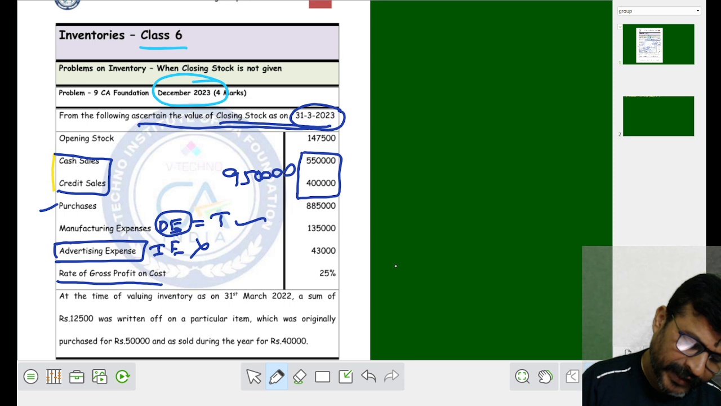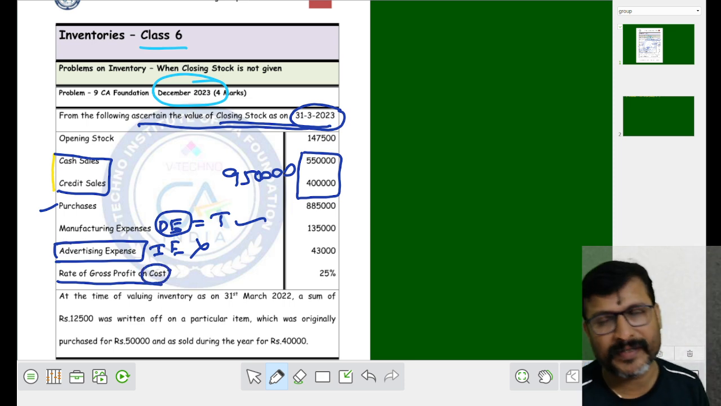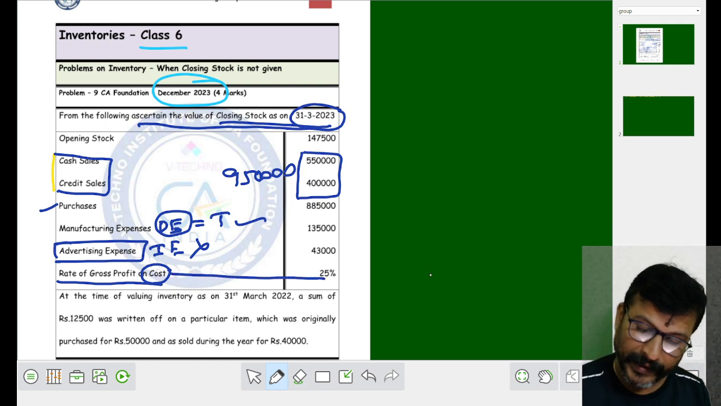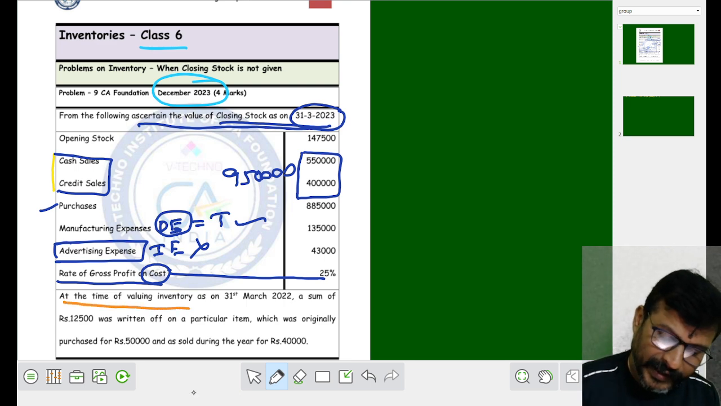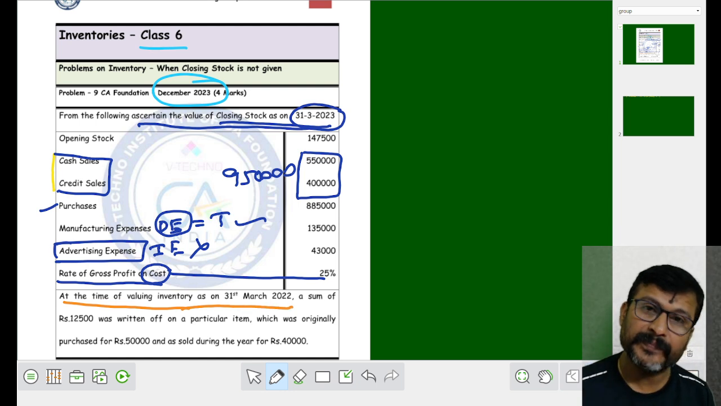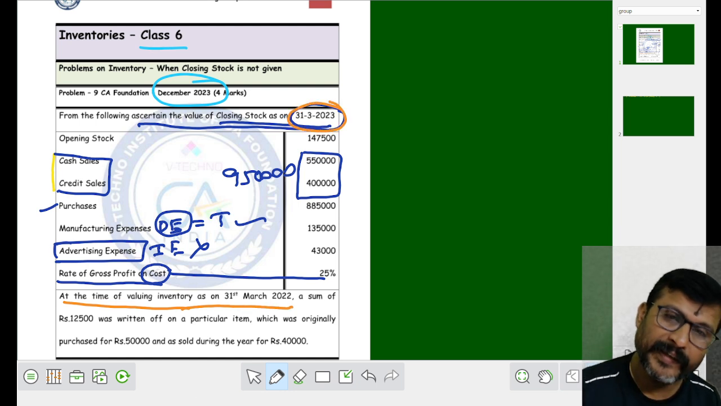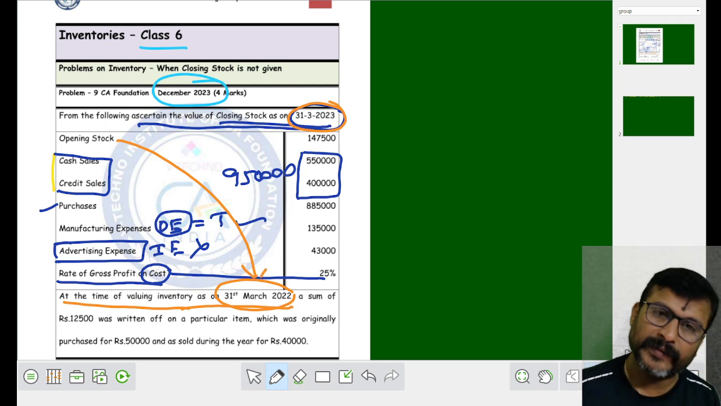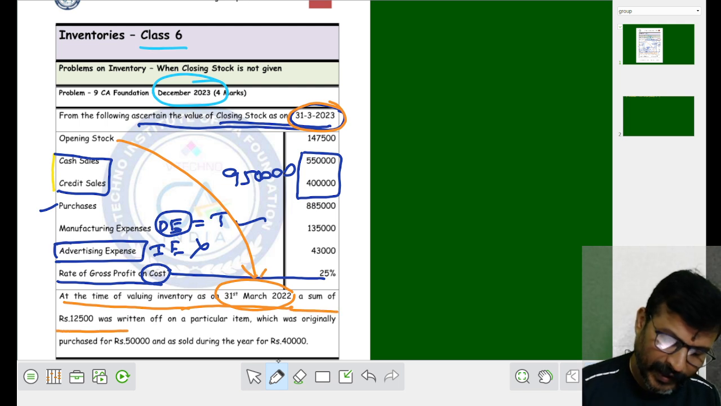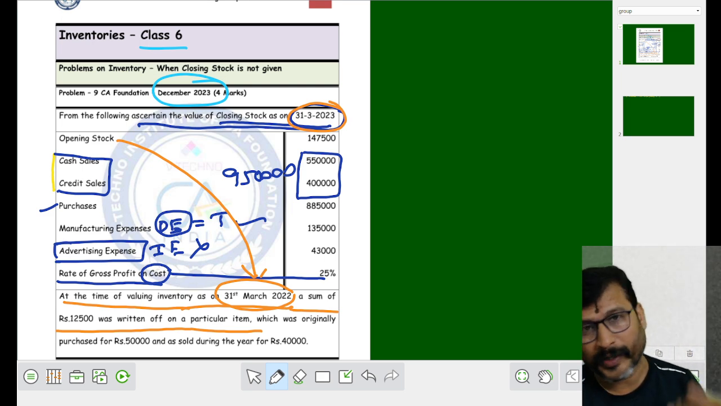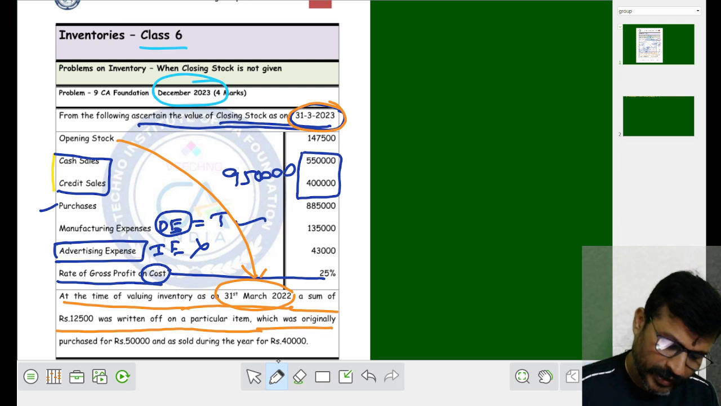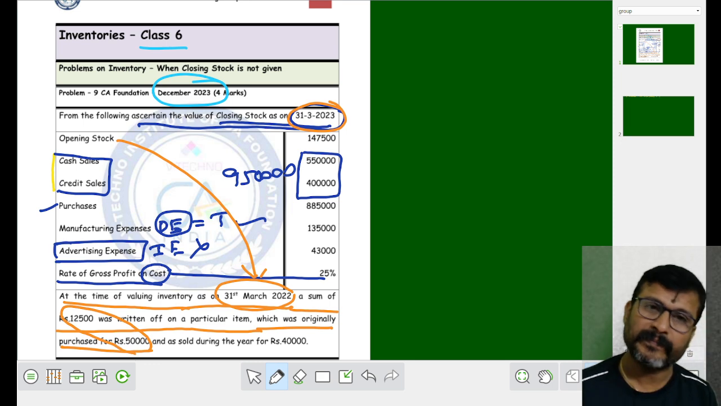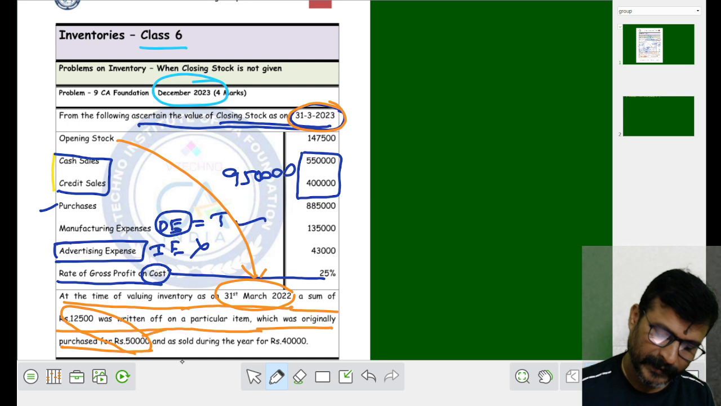Rate of gross profit is given. Profit is given on what? Cost. Remember, the profit is given on cost. Now, see what happened here. At the time of valuing inventory on March 2022, you have to ascertain for 2023. It is given on March 2022, meaning it is the opening stock. A sum of rupees 12,500 was written off on a particular item, which was originally purchased for 50,000.